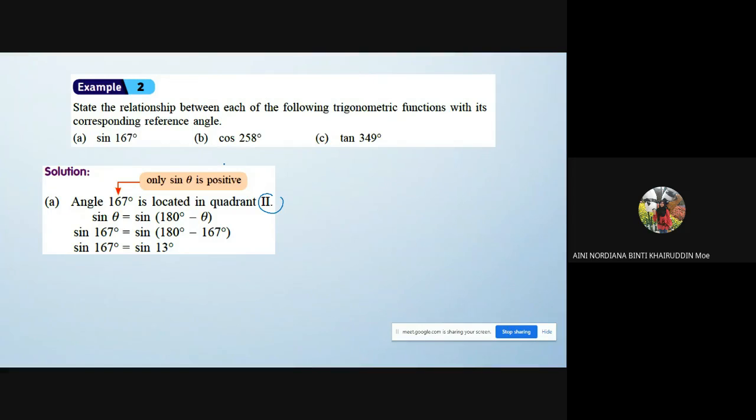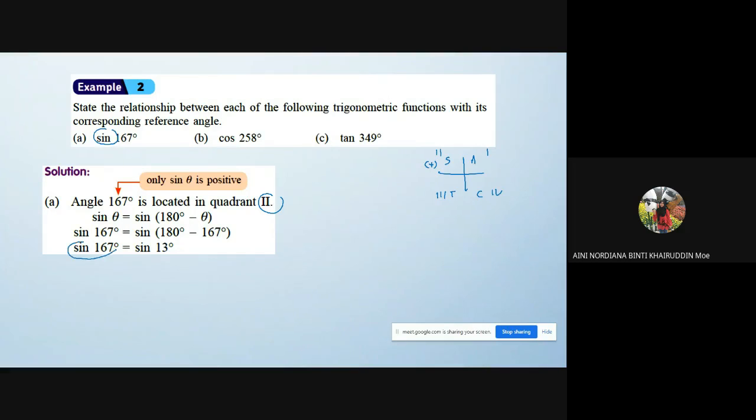Okay, apa benda ni? Tadi kan macam ni: 1, 2, 3, 4. All sine teacher cube. So angle 167 dekat quadrant 2. Soalan tanya sine. Sine 167 at quadrant 2 is positive. So kita kena cari yang sama, yang positif juga dekat quadrant 1 lah. So 180 minus theta kita nak cari yang sama.